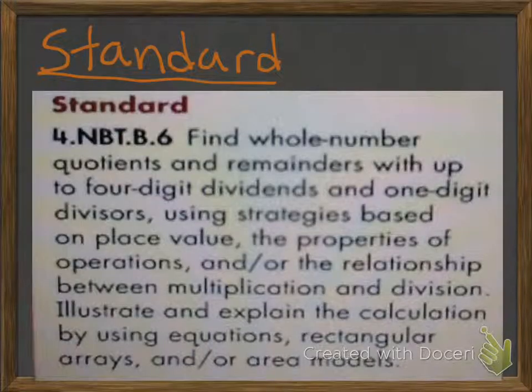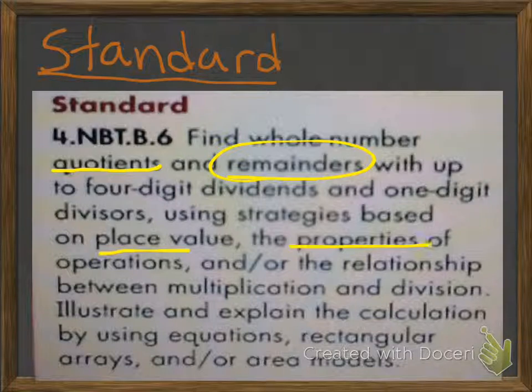Our standard is find whole number quotients and remainders with up to 4-digit dividends and 1-digit divisors using strategies based on place value, the properties of operations, and/or the relationship between multiplication and division. And we can illustrate and explain the calculation by using equations and rectangular arrays and/or area models.